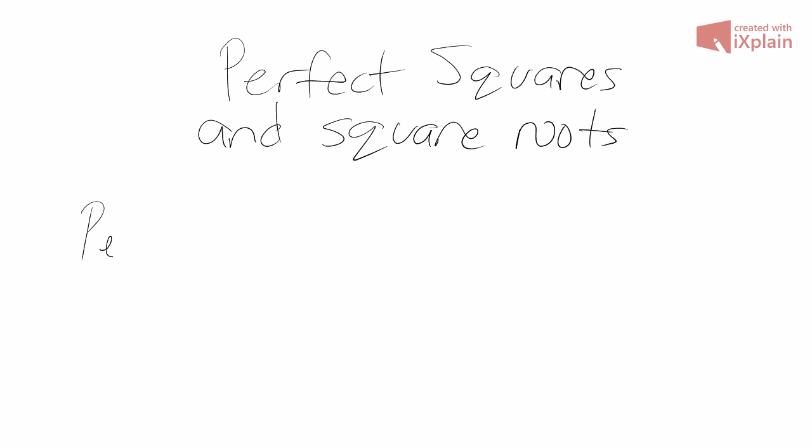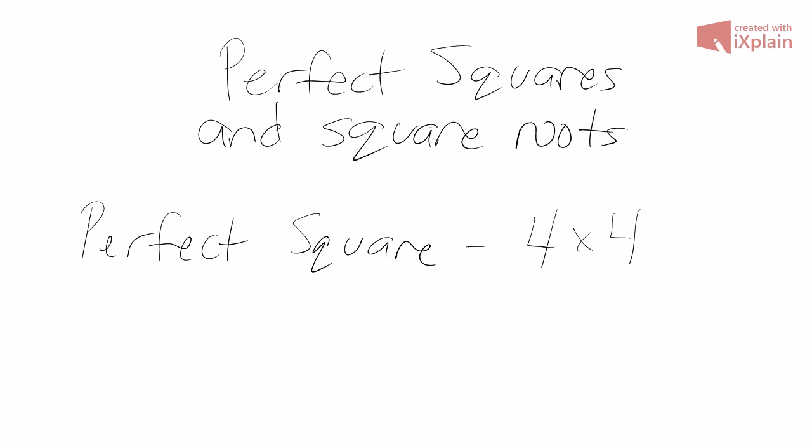So a perfect square is when we have a number times itself and it gives us a certain number. So let's pick a number. So let's do 4. So we have 4 and we're going to multiply it by itself. So 4 times 4. What is that? Well, 4 times 4 is 16. So 16 would be a perfect square.